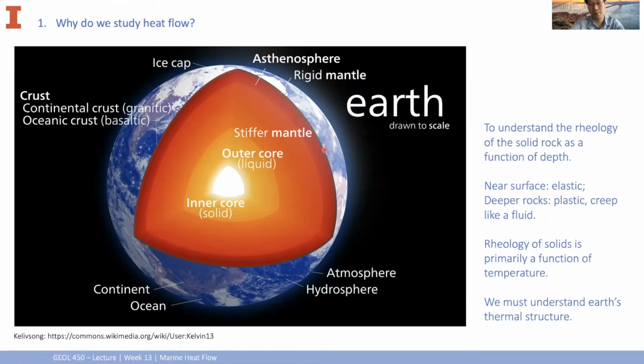Why do we study heat flow? The solid parts of Earth, like the mantle and crust, have rheology that is dependent on temperature. For example, at the surface, the crust behaves like an elastic material: when you have a force, it will deform, and when you remove the force, it will recover. However, in the deeper mantle, over a very long time scale, it behaves like a flow, like water. So to understand the geodynamics of Earth, it's important to understand its thermal structure.